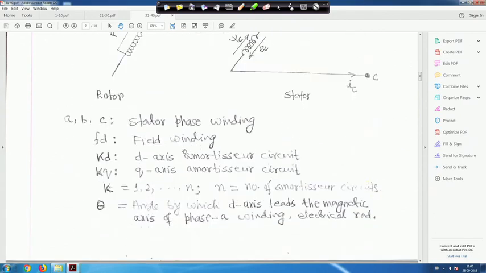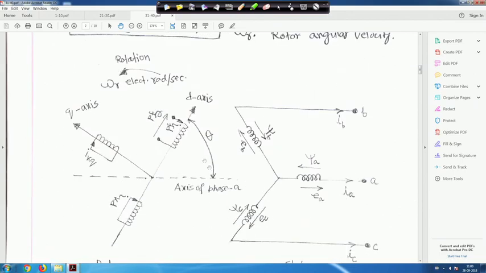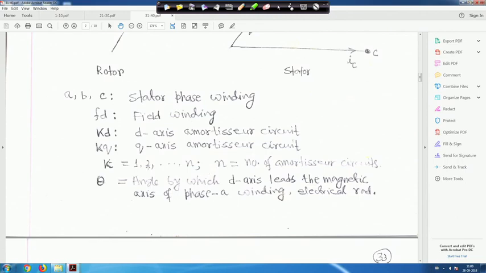So your theta is equal to the angle by which the D axis leads the magnetic axis of phase A winding, in electrical radians per second. This I have also told you, right? So this is the nomenclature.